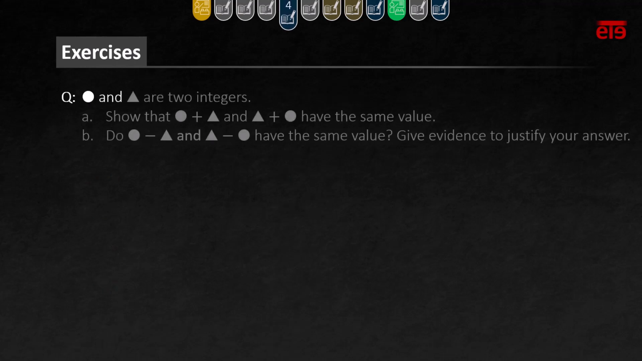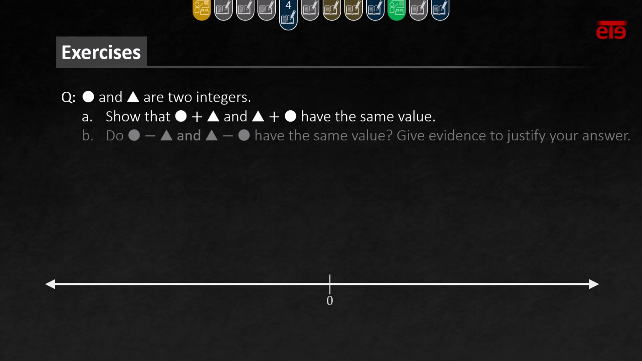Cycle and triangle are two integers. These shapes represent two different integers. Can you prove that cycle plus triangle and triangle plus cycle have the same value? If you can prove it, do you know what it means? We will prove this question using the number line.